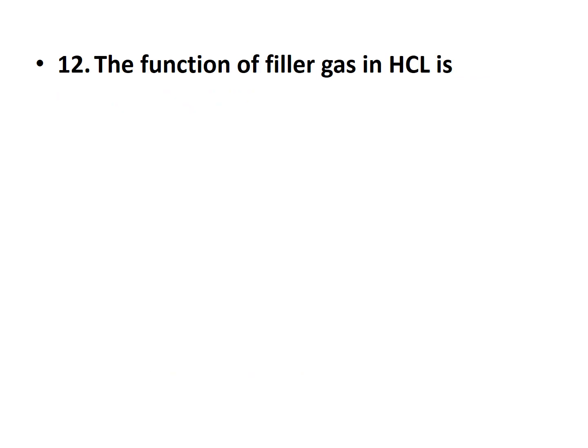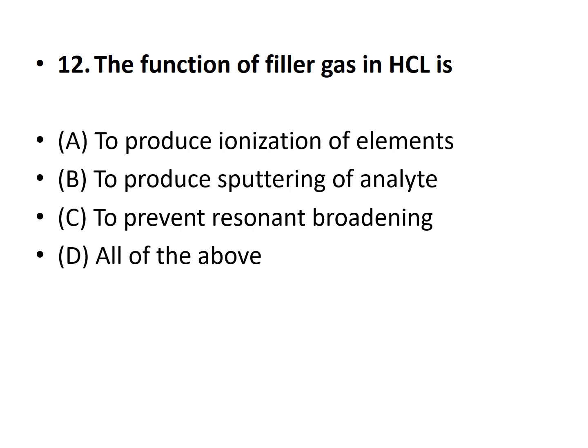Next question is again from the source of radiation. The function of filler gas in hollow cathode lamp is. As we already saw, it is argon which is used as filler gas in hollow cathode lamp. So what is the function of this gas? Let's see the options. A, to produce ionization of elements, B, to produce sputtering of analyte, C, to prevent resonant broadening, while D is all of the above.